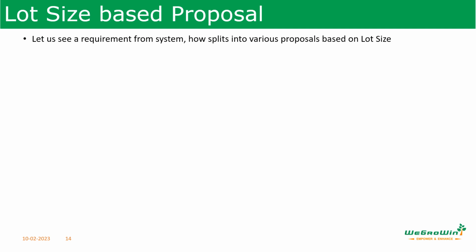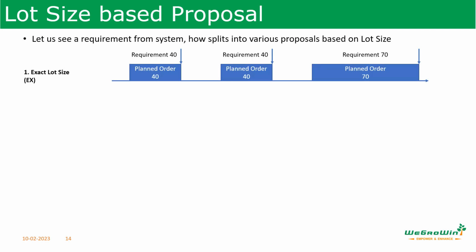Now let us understand how the lot size is arrived at with a simple example, with the different proposals. For example, there is a requirement of 40 for different periods. If it is lot for lot, that is the exact lot size, the system will give the planned order also 40, 40, sorry, 40, 40 and 70. Because of the exact requirement, the system gives the planned order. This is for exact lot size.